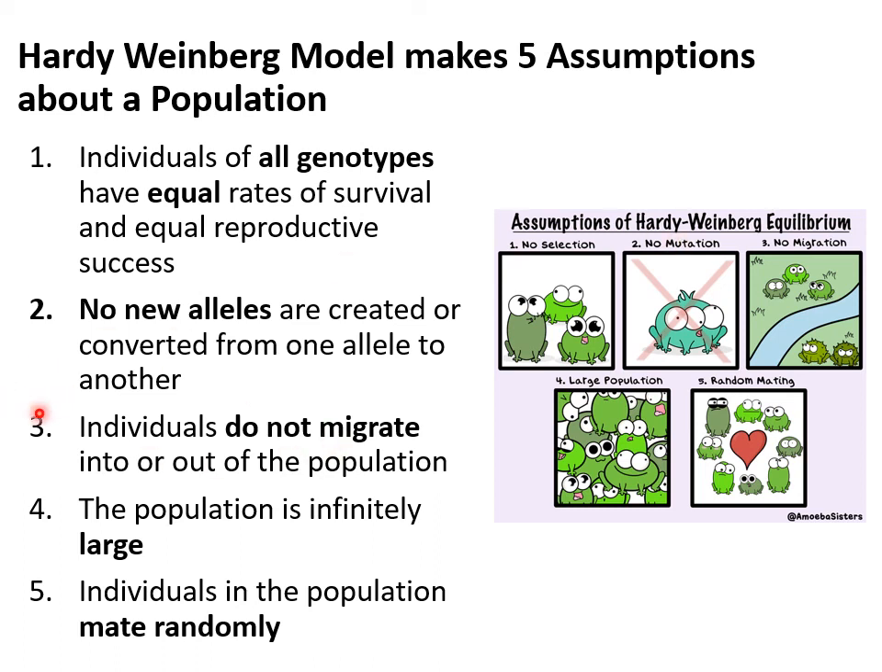The third is that individuals should not migrate into or out of the population. Okay, because again, that would cause fluctuations in the genotype frequencies and the allele frequencies in that population, and it would not be at equilibrium anymore. The fourth assumption for the Hardy-Weinberg model is that the population should be infinitely large, which you see here. Okay, infinitely large because in practical terms, you want the population to be large enough that sampling errors and other random effects are negligible.